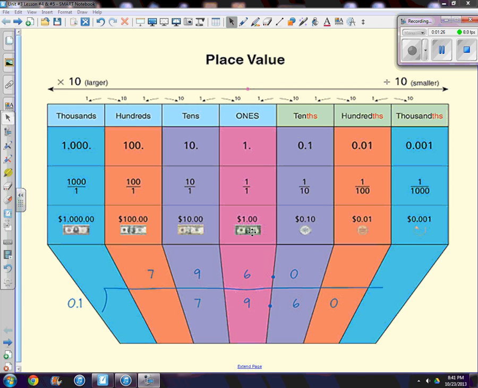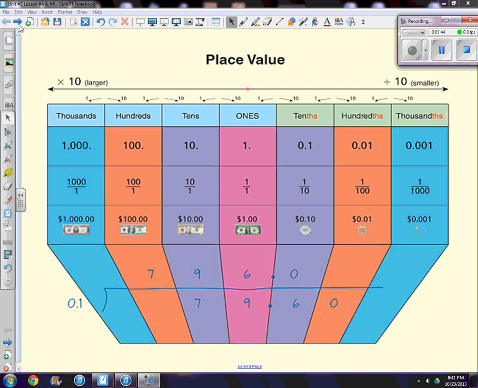It's the same thing with money down here. $1, $10, $100, $1,000, 10 cents, 1 cent, and then this is the 1,000ths.